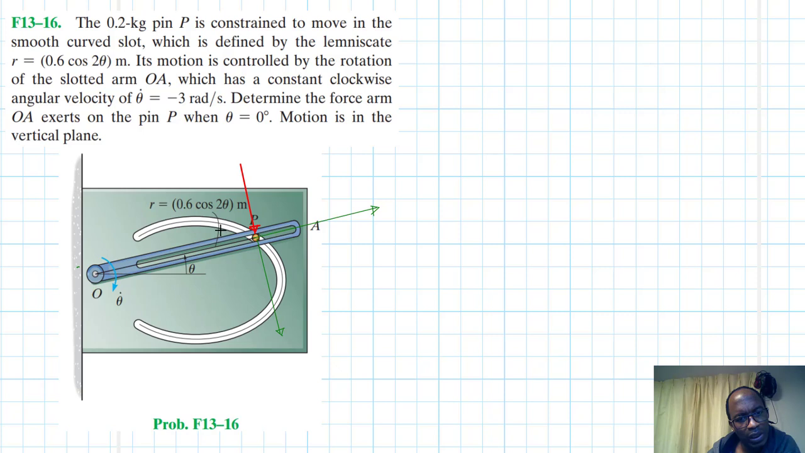At the tangent point here, maybe somewhere there, like so, we expect a reaction normal force in that direction, like so, on the pin.